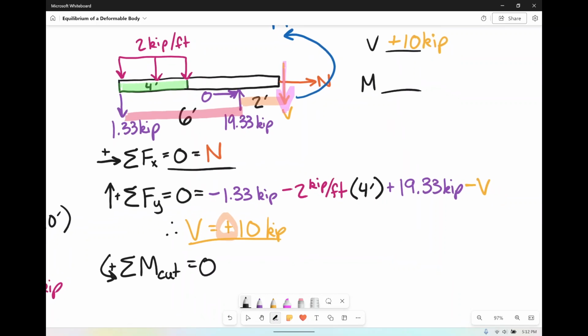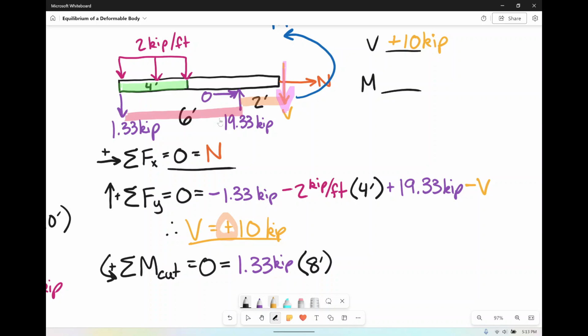So what we're going to have for this one is, we have the 1.33. Let's draw some arrows, just see what that's going to give for us. So it's going to be going this way around, which is actually going to be positive. So we have our positive 1.33 kips times the distance all the way over to the cut, which is 6 feet plus 2 feet, that's 8 feet.